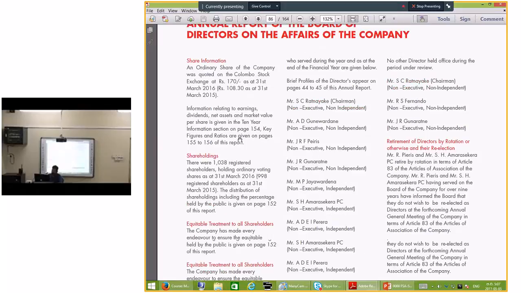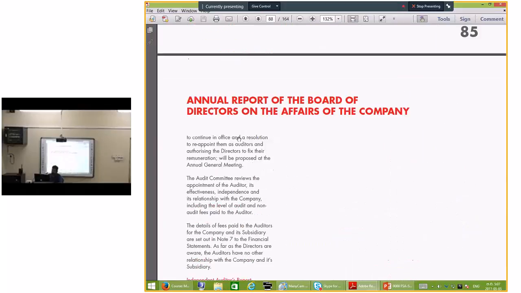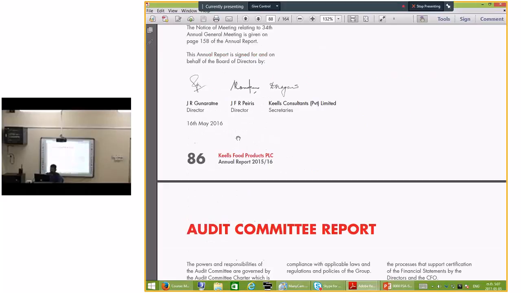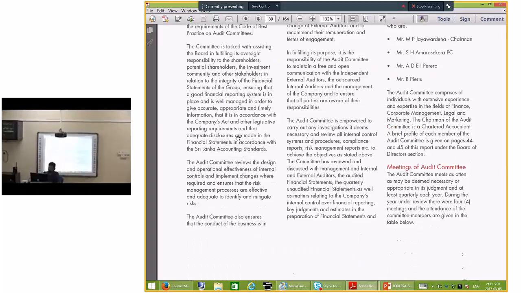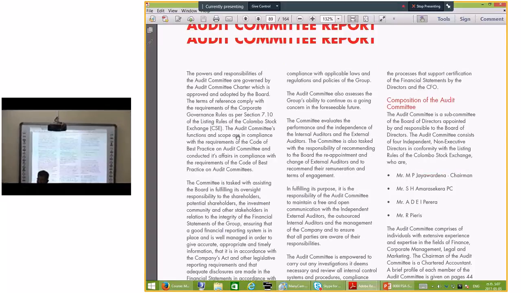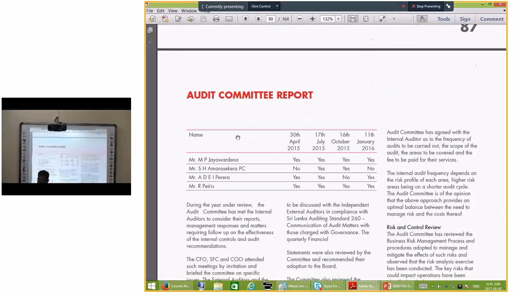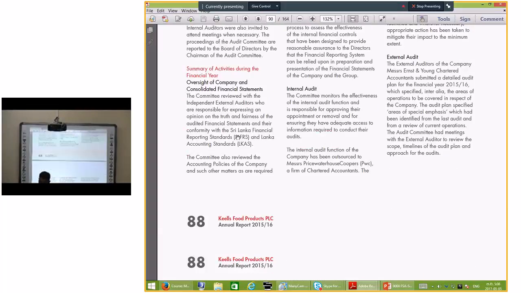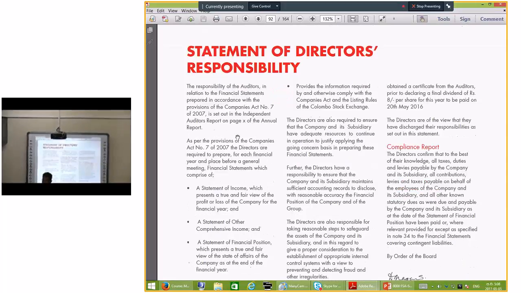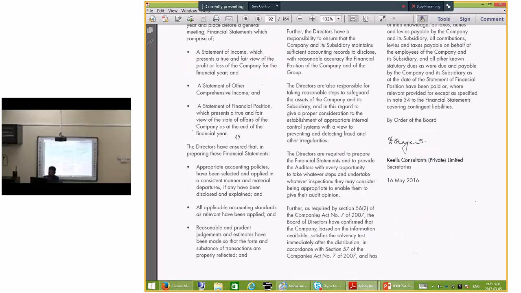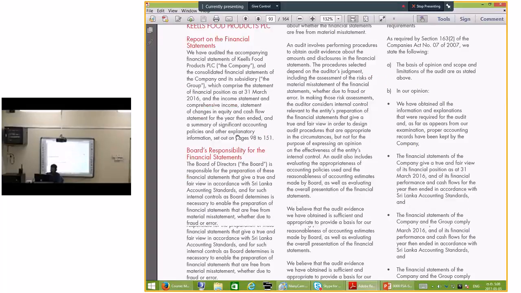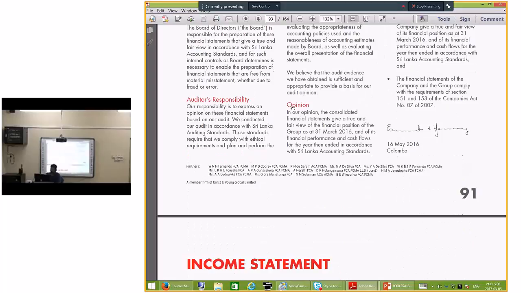Board of directors and their details. They are planning, and also the audit committee reports and opinions. Statement of director responsibility, independent audit report and their opinion here. Opinion.